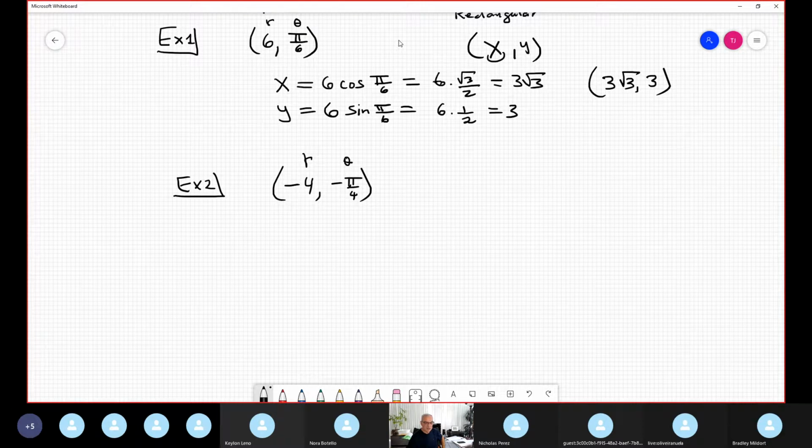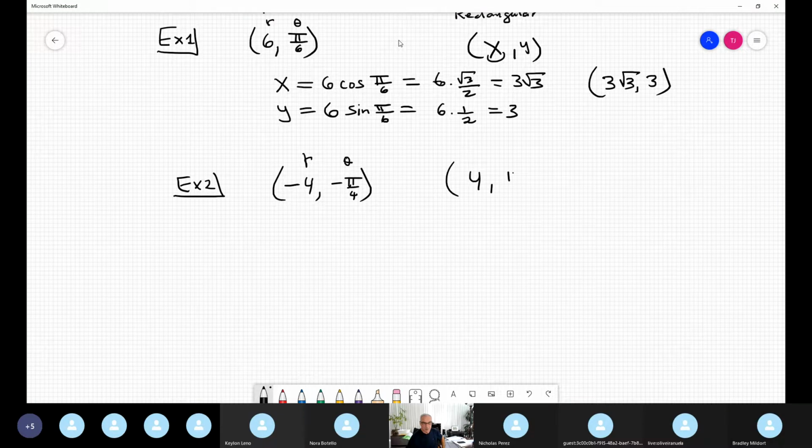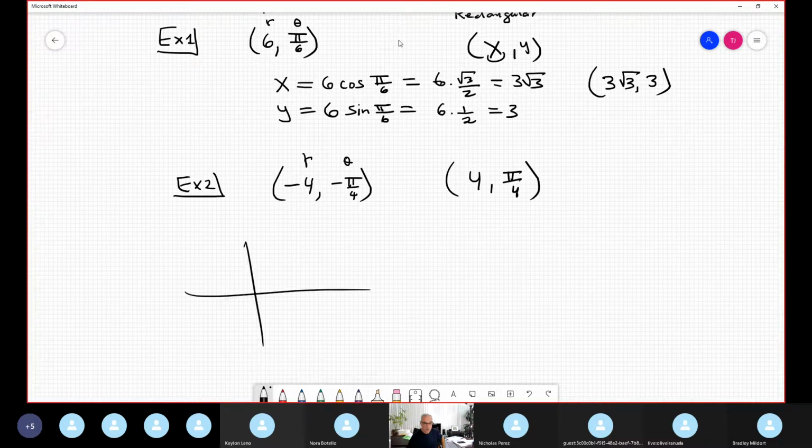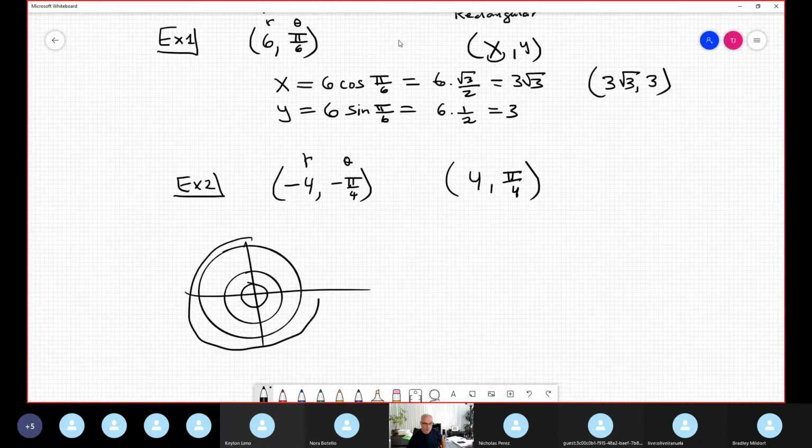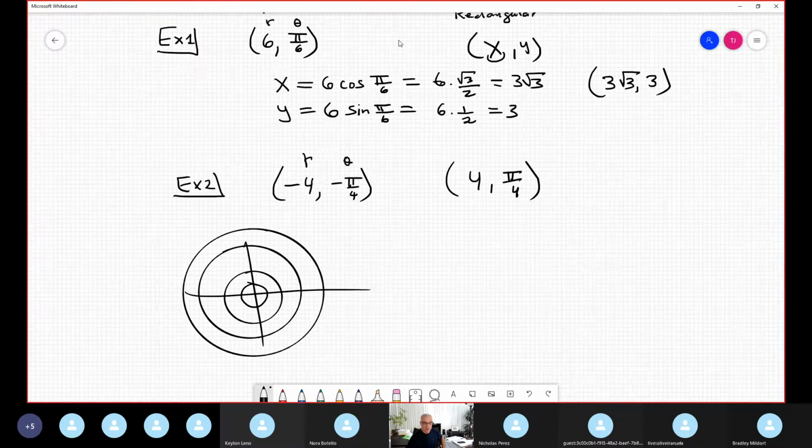When r is negative, to understand that point, suppose first it is 4, pi over 4, positive. In the polar plane, something like that, you select radius 4: 1, 2, 3, 4. It's in the 4 ring. And pi over 4 is here. This is the point 4, pi over 4, because this is the angle, pi over 4, and this is the radius, which is 4. Now it's negative, and that's different.